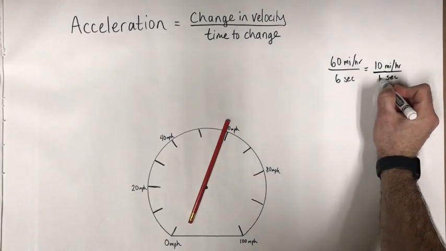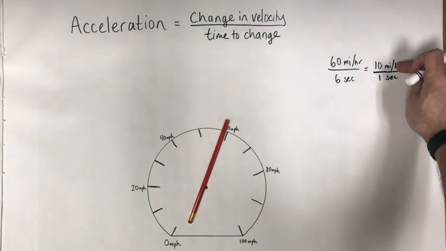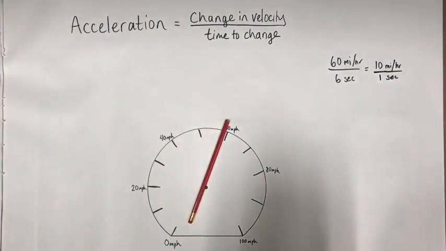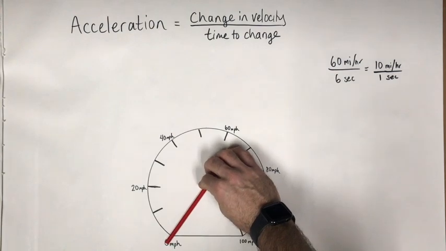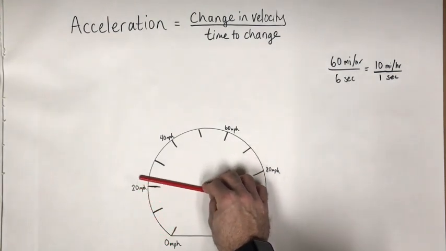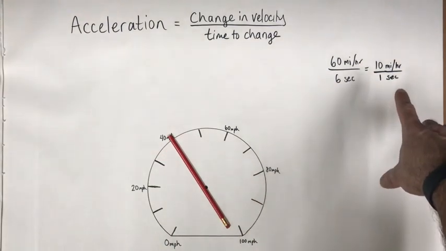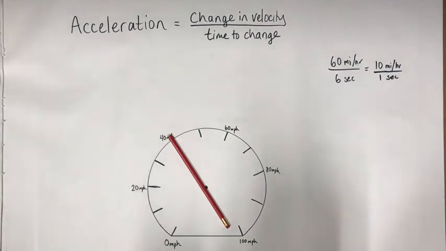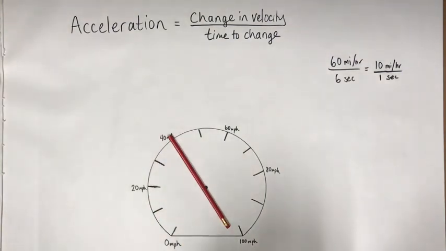I like to write it like this because it really highlights this idea that every 1 second the speed changed by 10 miles per hour. And hopefully you saw that, right? I did it on purpose so that as we hit the gas, it was 1 1000, 2 1000, 3 1000, 4 1000, etc. So you can see the speedometer was increasing by 10 miles per hour for every second of acceleration.